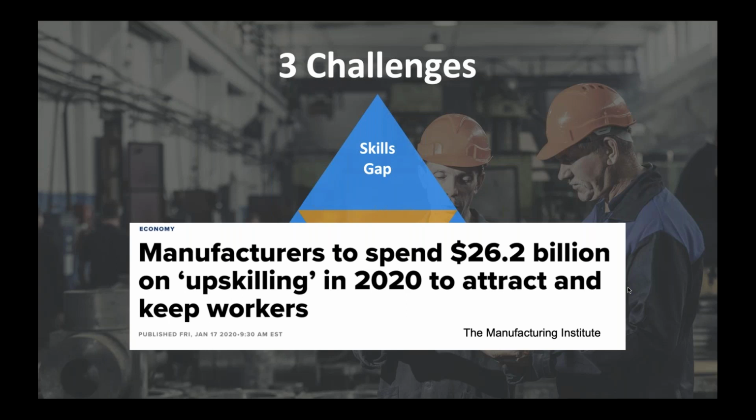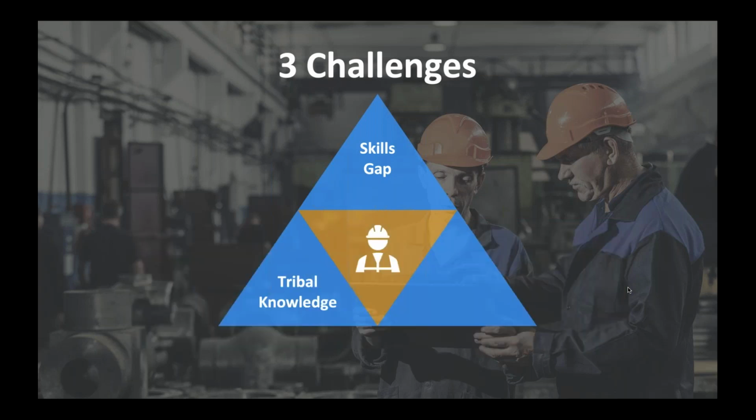Those numbers may change slightly, but it's still a major problem, the skills gap in the industrial sector. And the next is tribal knowledge, and the fact that something like 40% of the technical workers in manufacturing are expected to retire in the next 5 to 7 years.